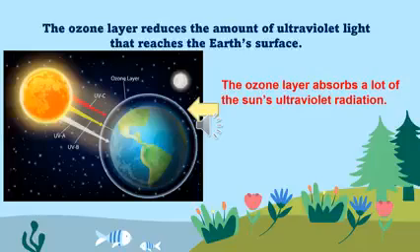The ozone layer reduces the amount of ultraviolet light that reaches the Earth's surface. The ozone layer absorbs a lot of the sun's ultraviolet radiation.